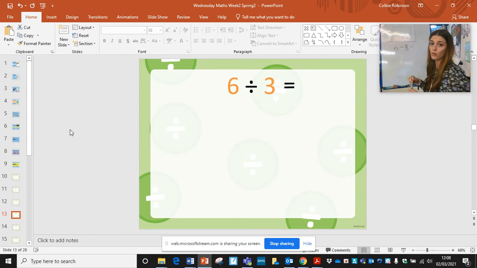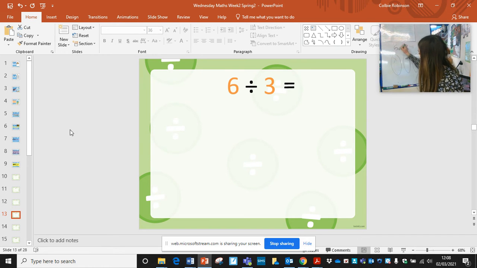So you might want to draw out your 3 circles, or you can just start straight sharing with your arrays. So you might want to draw your 3, 1, 2, 3, and draw in your crosses. So it might be this is for me, this is for Mrs. Swan, and this one is for Mrs. Brackenbury. Okay, so we go 1.